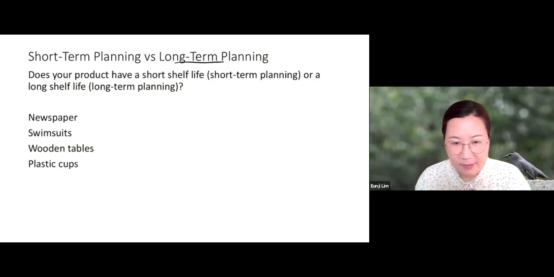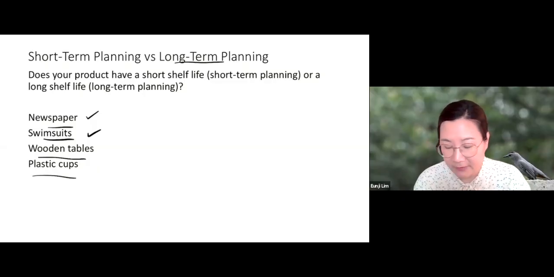So let's take some examples. Newspapers. Does it have a long shelf life or a short shelf life? Can you sell today's newspaper tomorrow? No. So this has a very short shelf life. Swimming suits, does it have a long shelf life or short shelf life? Short shelf life. Wooden tables, long shelf life. Plastic cups, long shelf life.